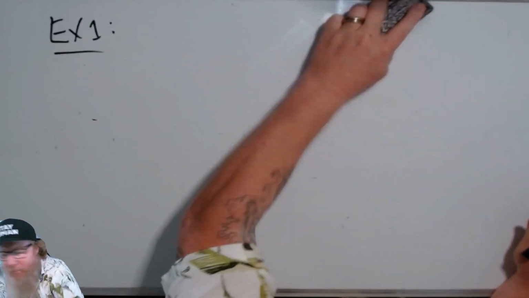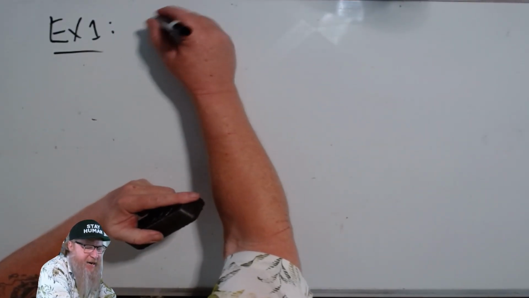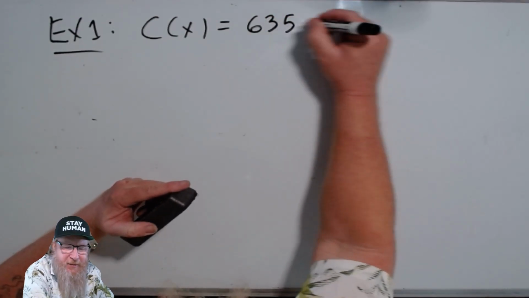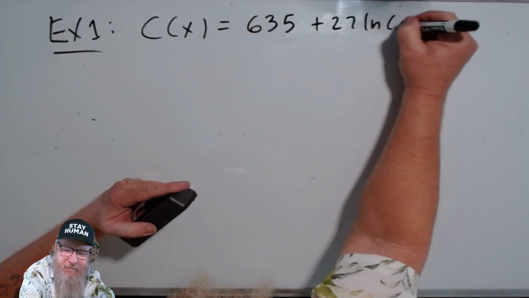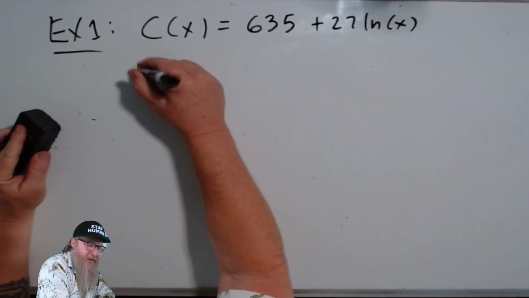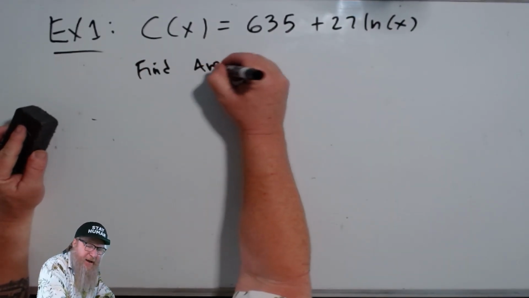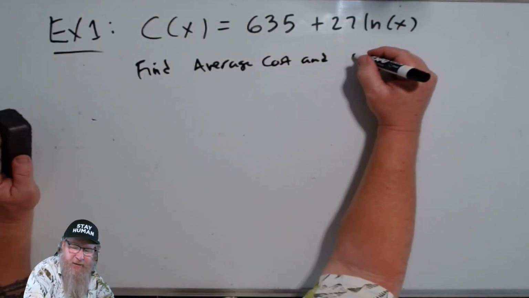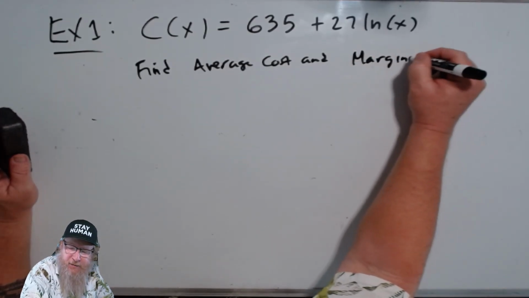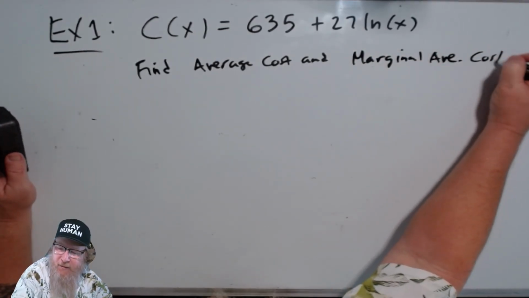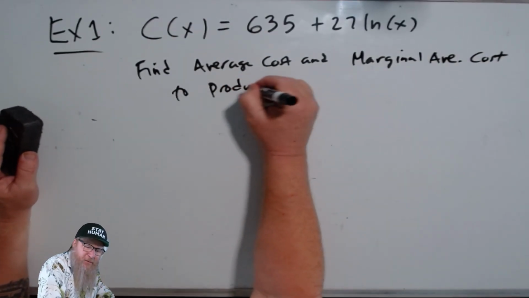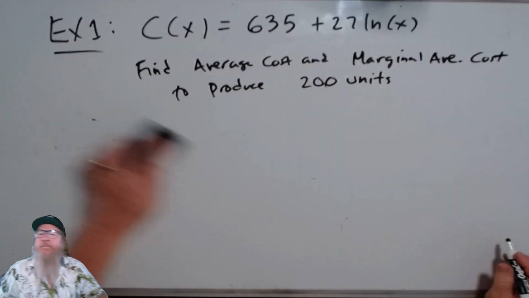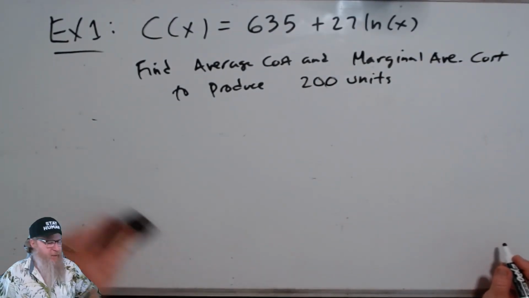So let's do example 1 again. Let's do the same question again. I know you're going to get sick of this one, but let's produce less units. Find the average cost and the marginal average cost to produce 200 units.